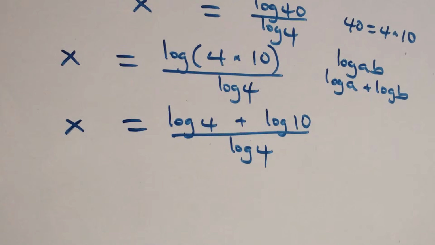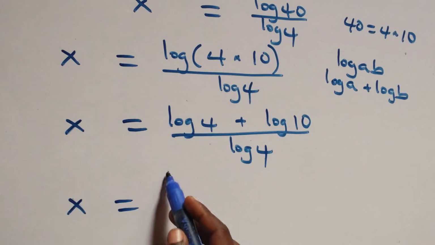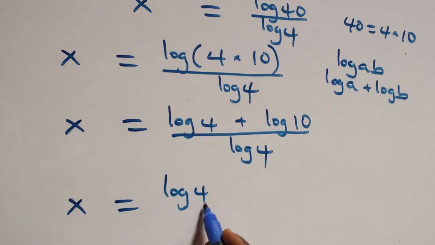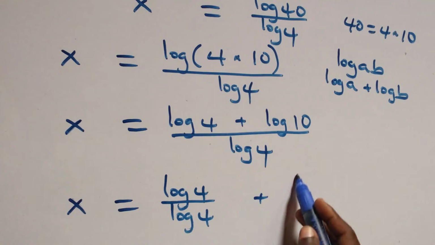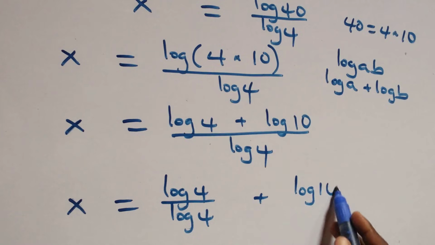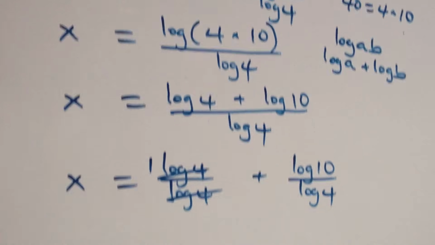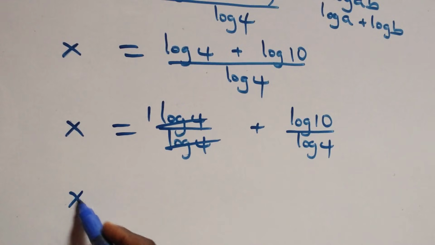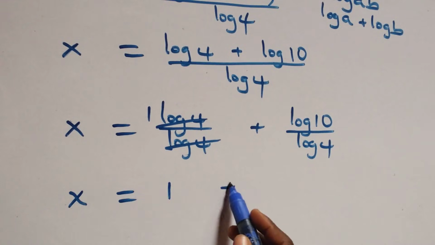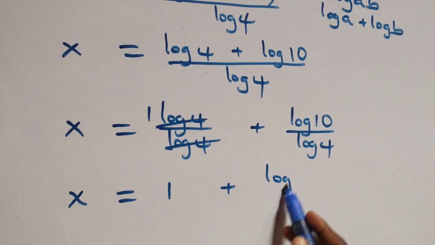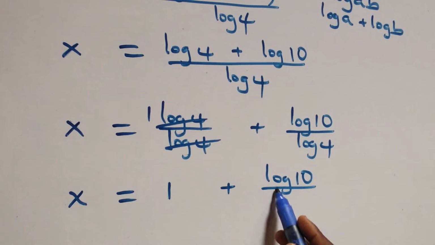Then, next step here, we separate this into two fractions. As is, we have x equals log 4 over log 4 plus log 10 over log 4. So here, log 4 cancel each other. We have 1 left, which implies x equals 1 plus log 10 over log 4.